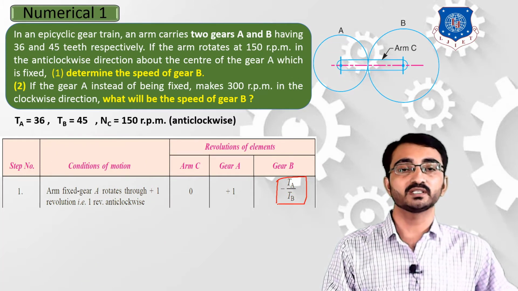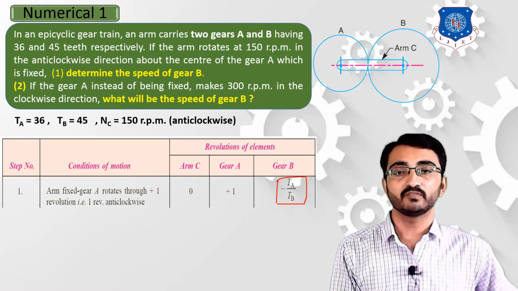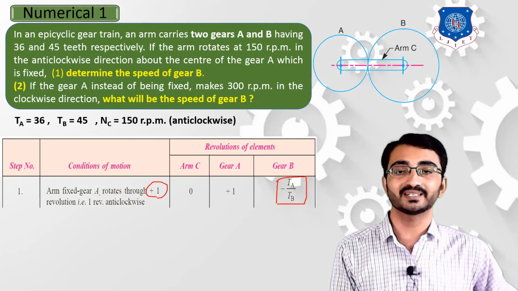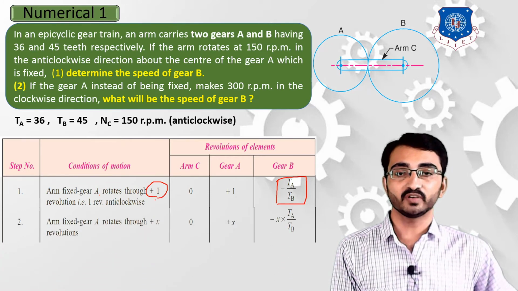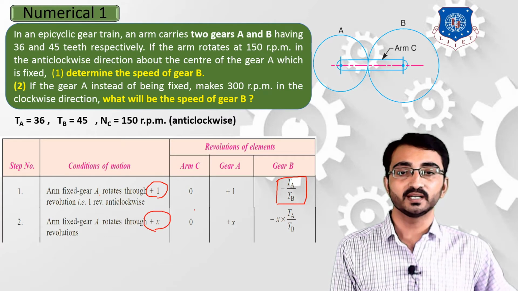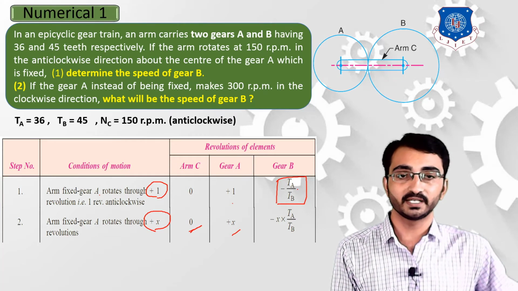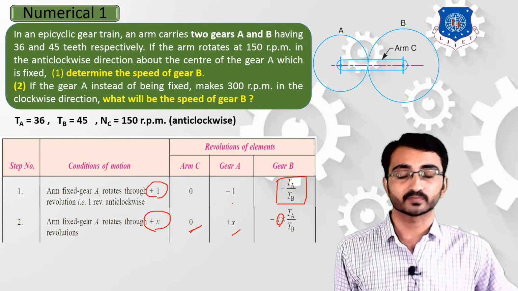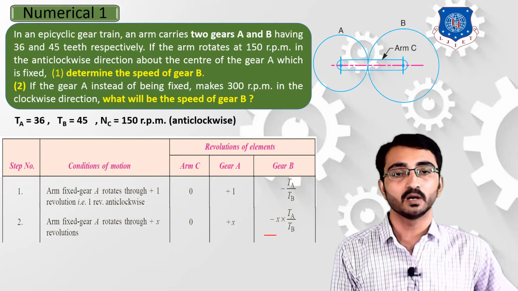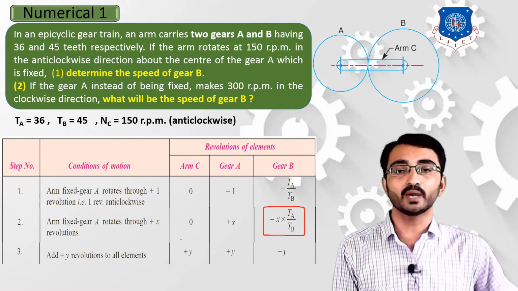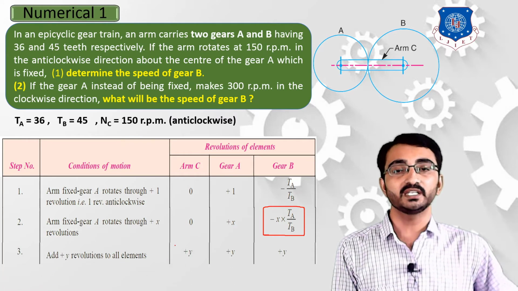Now after achieving this equation, for the second condition we consider gear A rotating with plus x revolution rather than plus 1. If you consider plus x instead of plus 1, then we have to replace the plus 1 with plus x. The arm is again fixed, so it is 0, and the speed of gear B is multiplied by x. This will give minus x TA upon TB. Now the third condition is that we have to add plus y revolution to each and every component.